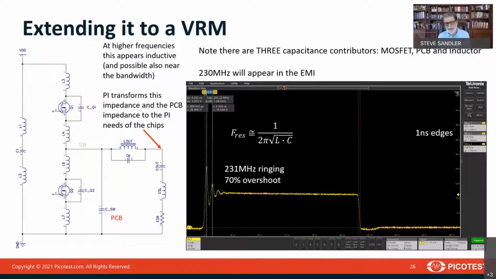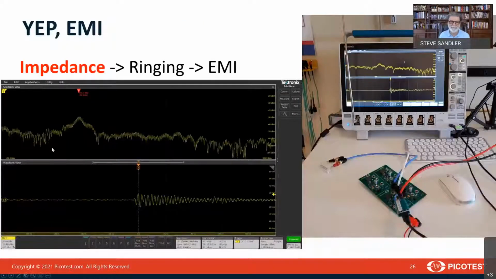In gallium nitride, these loops are very small. They tend to be very highly decoupled, and so the ringing frequency becomes very high, but also very high Q. And that high Q, that controls the amplitude of this ring. So what controls that ringing frequency and the ringing amplitude is the resonant frequency and the resonant characteristic impedance of that tank. And of course, that generates EMI also.